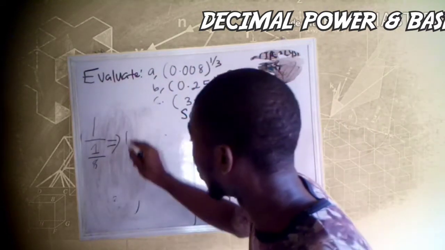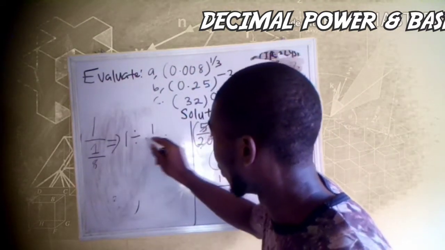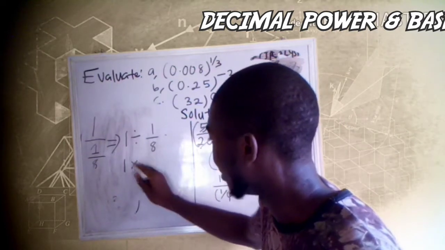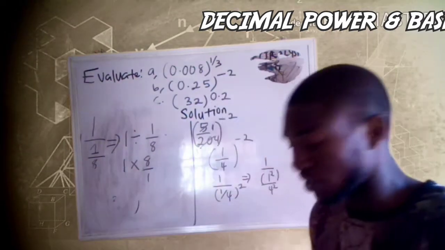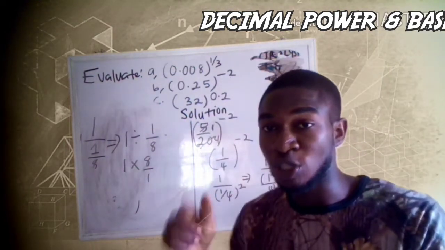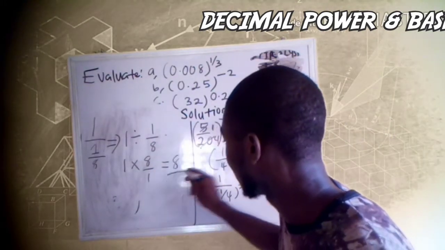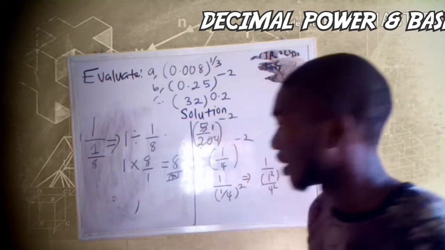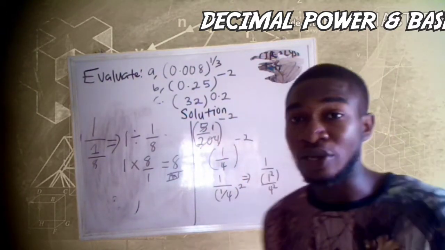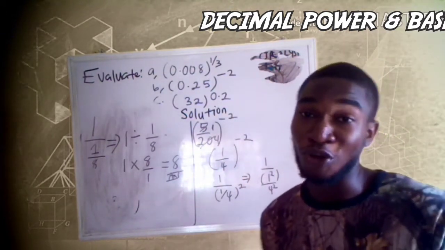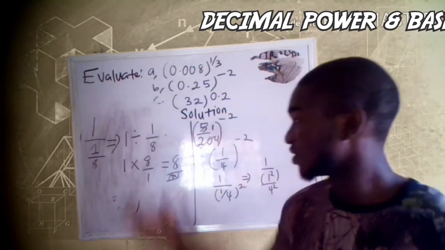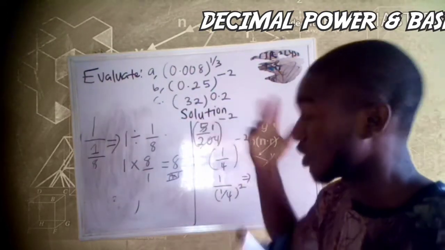So we now have 1 divided by 1 over 8. So this is 1 times 8 over 1, because in fractions, when you have division, you just multiply and take the reciprocal of the divisor. So this is equal to 8. So this is our answer. Just remember, apply the laws of indices and know your normal arithmetic, just like what I did here. So that is also our number 2.